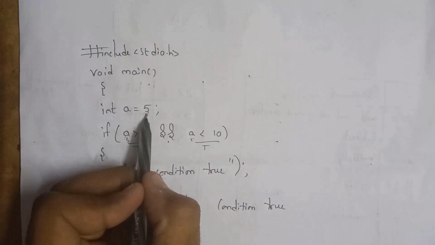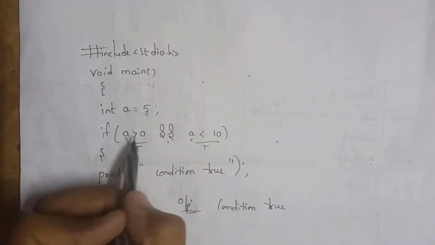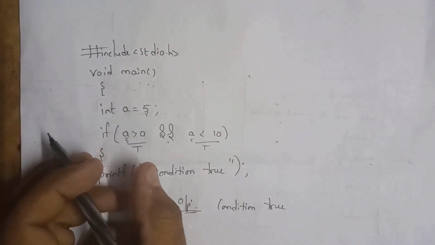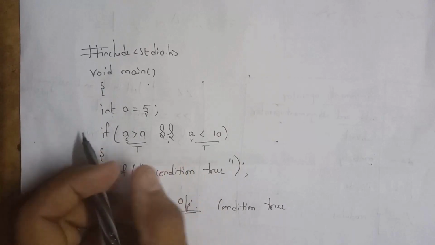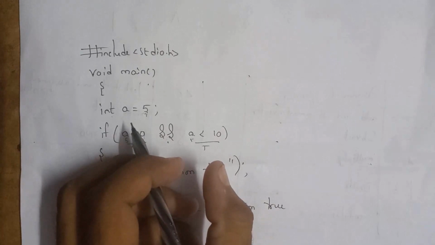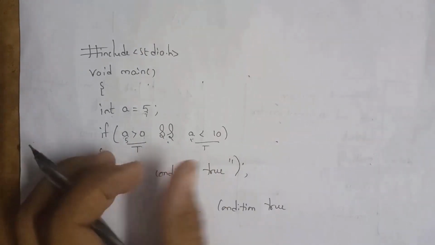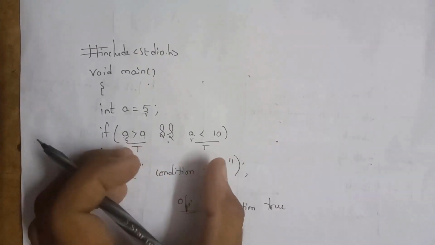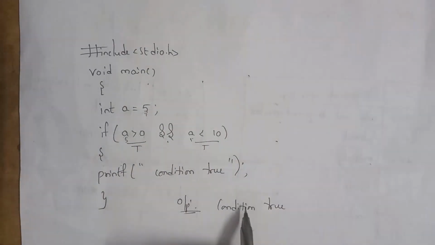Here I gave the value as 5. This 5 is greater than 0, so the condition is true. Similarly, the next condition is a value is less than 10. This 5 is less than 10, so this condition is also true. So if both conditions are true, only then I will get output. Now I will get the output as condition true.